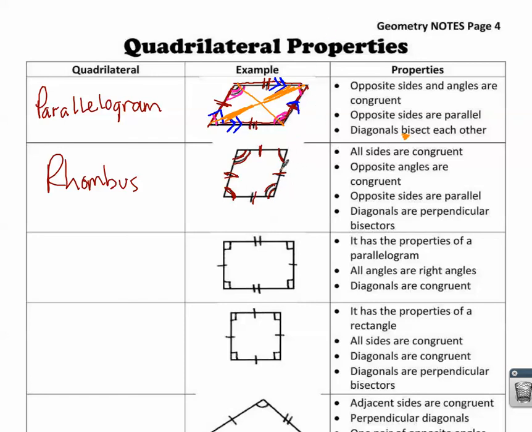Opposite sides are parallel. So you represent that with your arrows. That's opposite sides. And diagonals are perpendicular bisectors. So again, to bisect, bi means two, so it cuts it in two. But the word perpendicular, remember, means that it's two lines that intersect and create a right angle. So when these two diagonals intersect, they're going to create a right angle. The next shape is a rectangle.